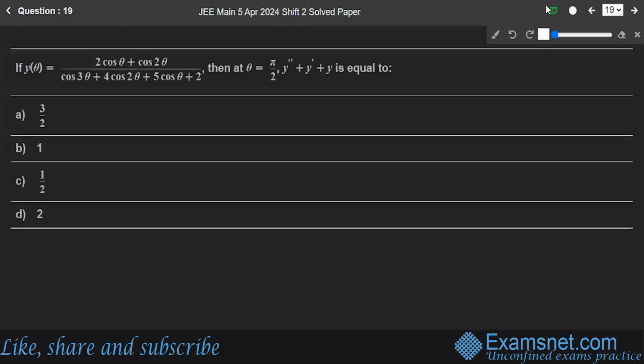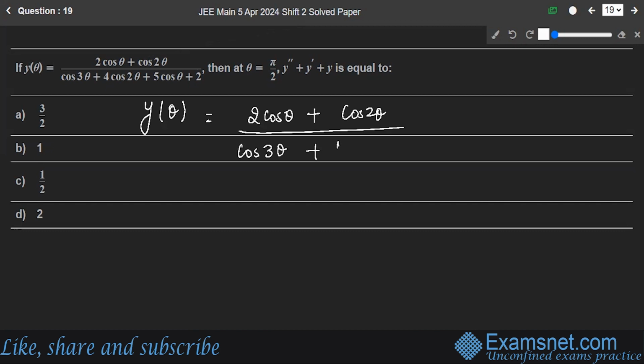Question number 19. If y of theta is given by this equation, then at theta equal to pi by 2, what is the second derivative of y plus first derivative of y plus y equal to? You have y of theta is equal to 2 cos theta plus cos 2 theta, divided by this plus 4 cos 2 theta, 5 cos theta plus 2. So let's do one thing.